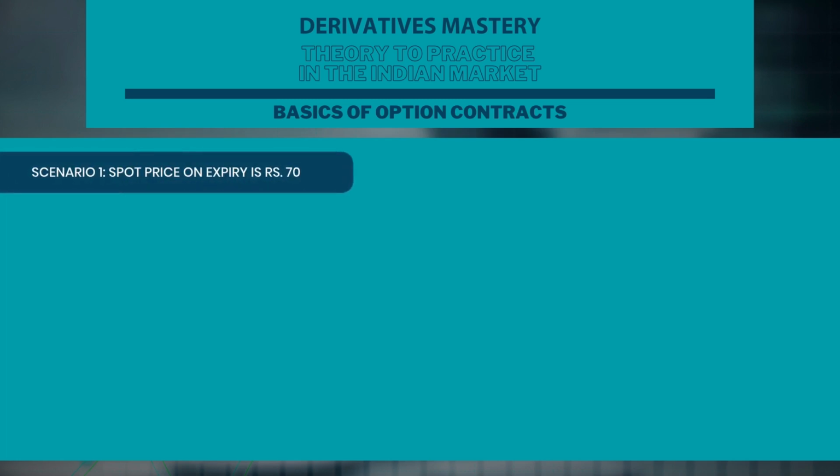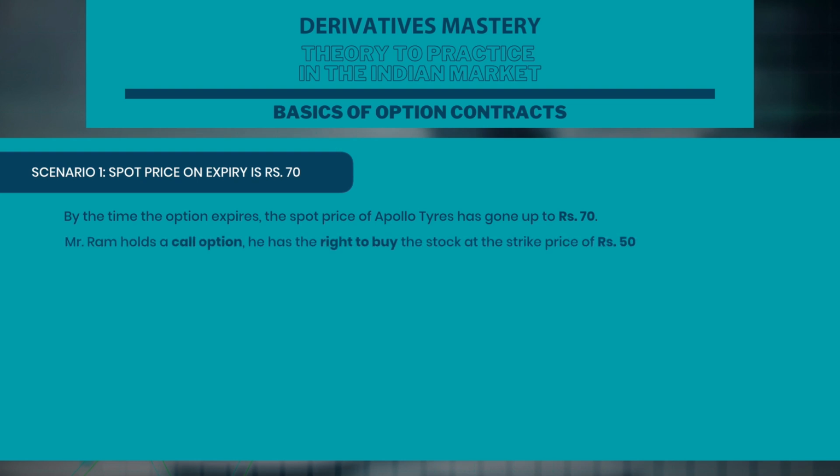Now, let's say that by the time the option expires, the spot price of Apollo Tyres has gone up to rupees 70. And since Mr. Ram holds a call option, he has the right to buy the stock at rupees 50, regardless of its current market price. So he buys the stock for rupees 50 and can immediately sell it in the market for rupees 70.